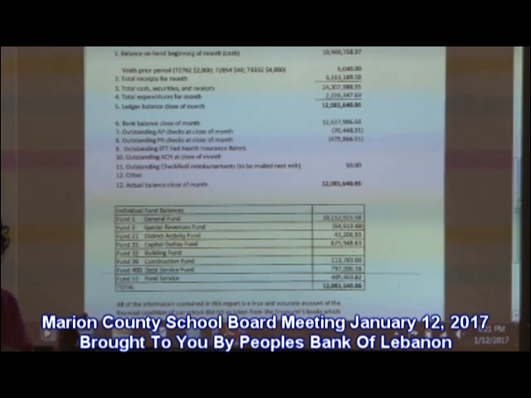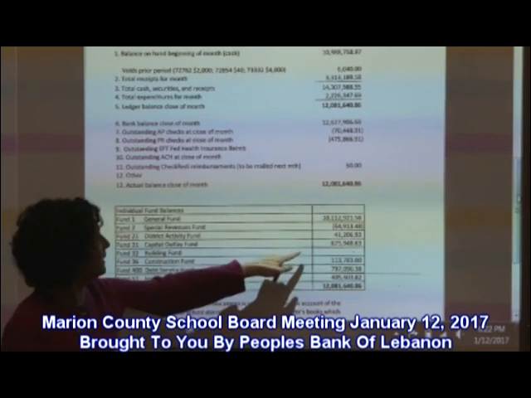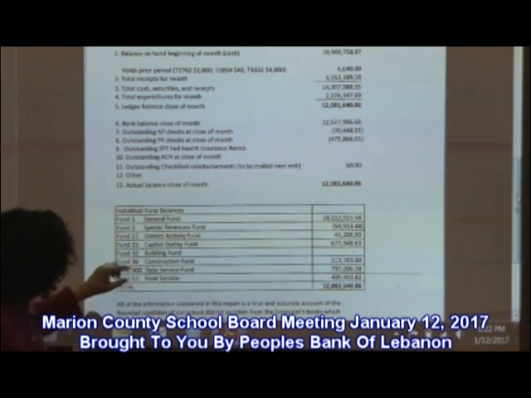We just haven't asked for the revenue. You spend it and then you ask for the money. So it's not uncommon for it to be negative for a little bit, but not $1 million negative. And then another thing that's different is building fund had a balance in there last time.